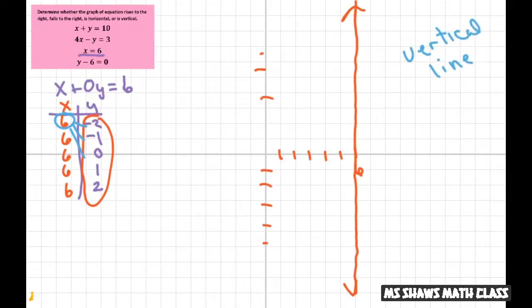You also see this is called undefined, because if you try to do the slope, you'll get something over 0. So all these points, all these y points are here. No matter what your y, x is always going to be 6.